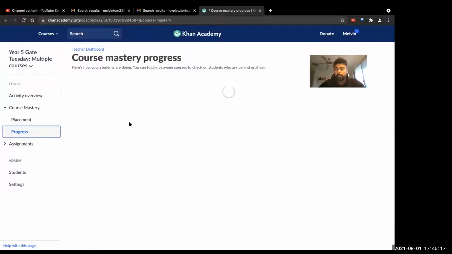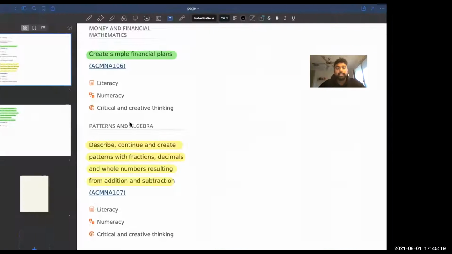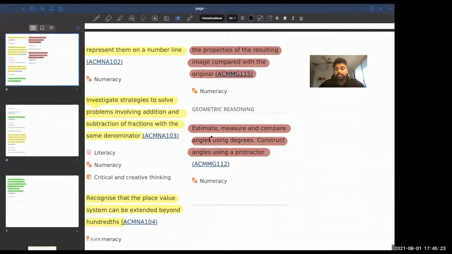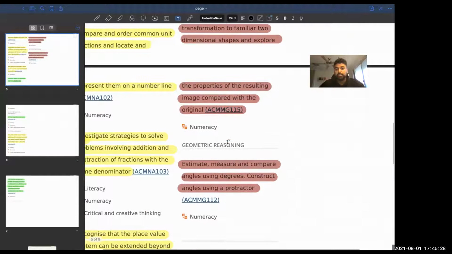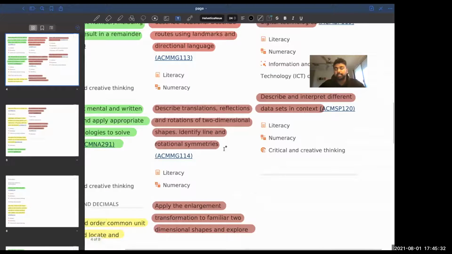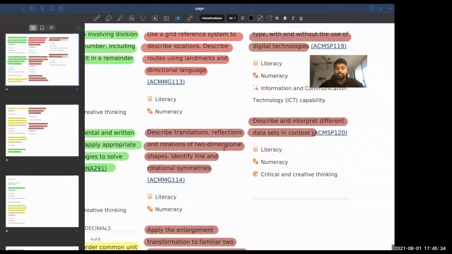You didn't tell me what red stands for. Oh, sorry. Red stands for things we have not taught you. For example, we did not teach you how to compare angles and make angles, and we have not taught you how to do enlargement of shapes. So the red things are things we need to teach you. Thank you. You're welcome.